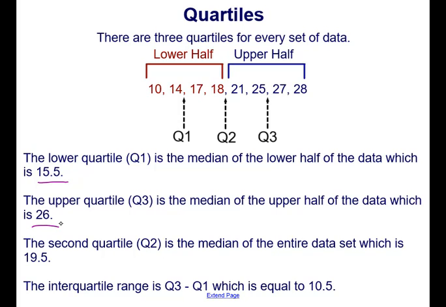The second quartile, Q2, is the median of the entire data set, which we're used to calculating. It's right in the middle of all the numbers, which in this case is in the middle of 18 and 21, which is 19.5. Then you have the interquartile range, which is Q3, the upper quartile, minus Q1, the lower quartile. So that would be doing Q3, which is 26, minus 15.5, which in this case is equal to 10.5. So we have lower quartile, upper quartile, the second quartile, which is also known more as the median, and then the interquartile range.